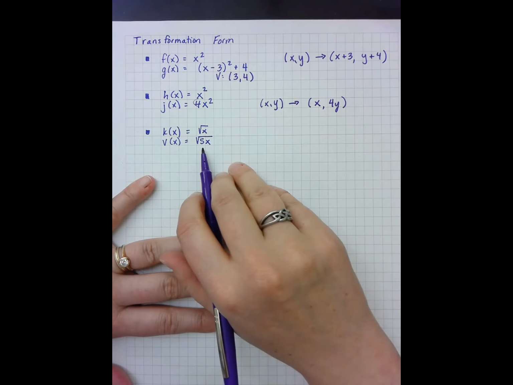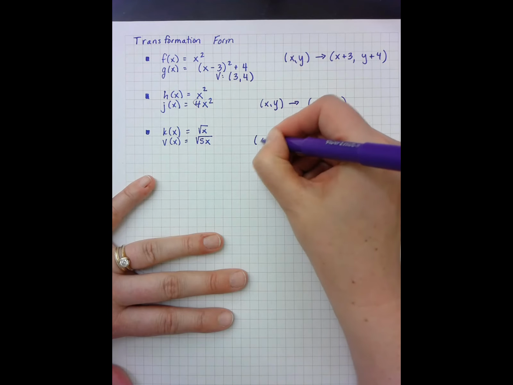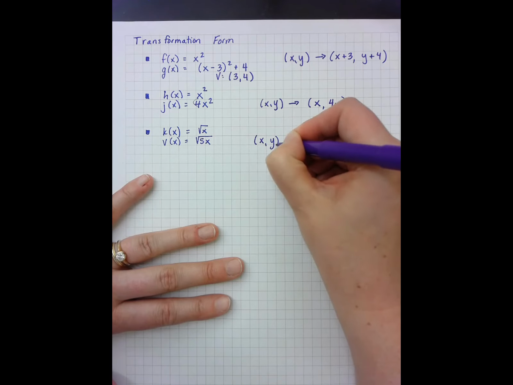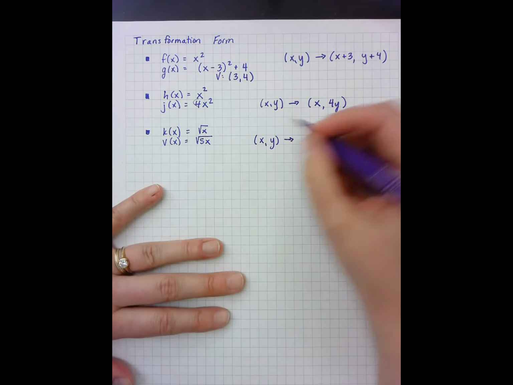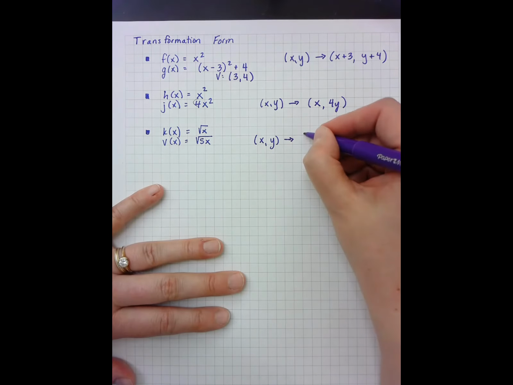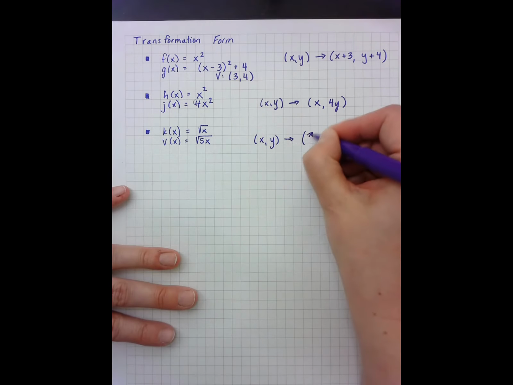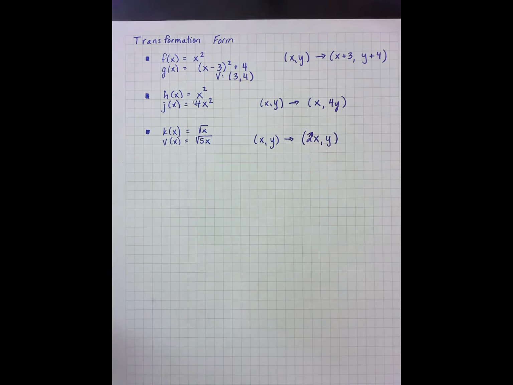Another is where our x's get multiplied by something, and in this case, our x's are getting multiplied by 2, which means our y's stay exactly the same. However, our x's get multiplied by 2. So (2x, y).